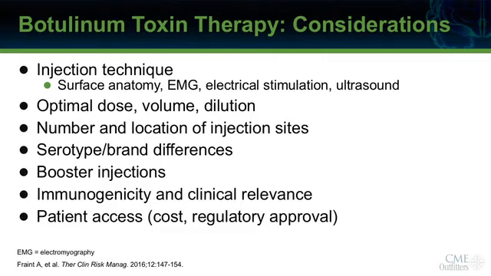Now, what are some of the considerations in using botulinum toxin? Well, what are the best injection techniques? And we and others are doing studies to investigate this, but we generally recommend using at least one localization technique. What is the optimal dose, volume, and dilution of toxin? How many injection sites? What are the differences between different serotypes, A and B, or different brands of toxin? Are booster injections safe and effective?